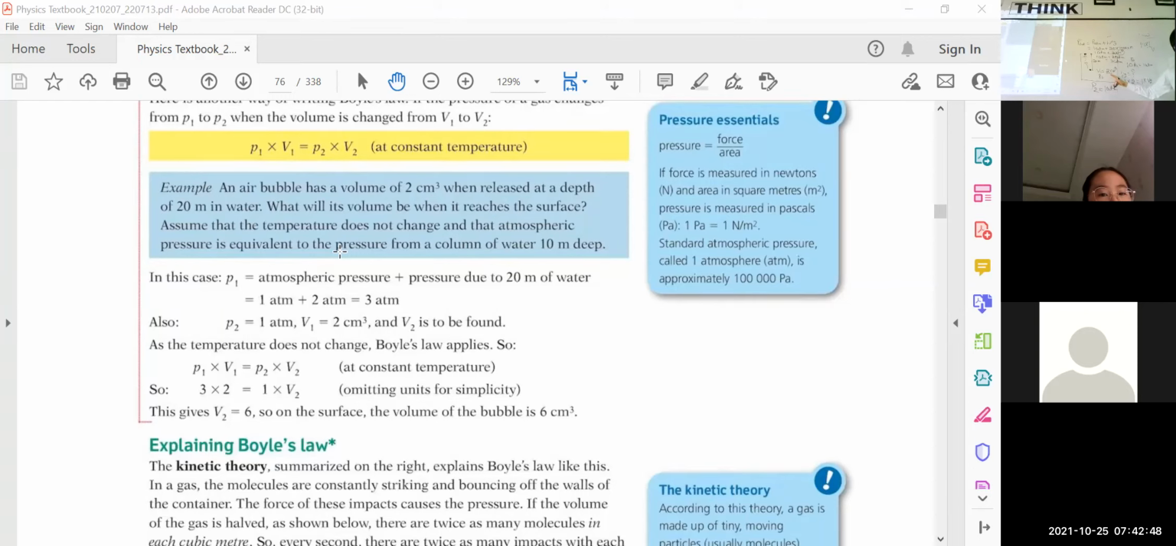Why has it increased, children? Because at the surface the pressure has been reduced. Pressure decreases, volume increases. It means this question is again based on Boyle's law.